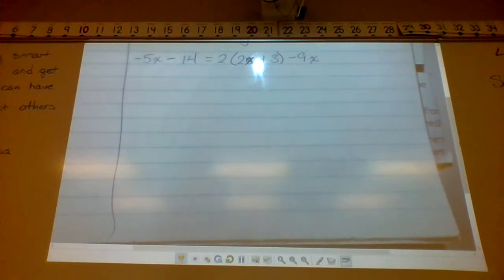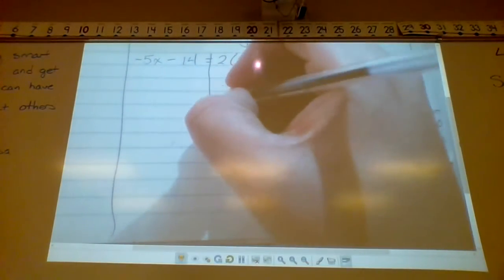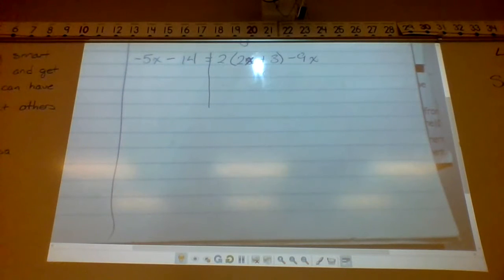That's next. Negative 5x minus 14 is equal to 2 times the sum of 2x plus 3 minus 9x. What's the first thing I want you guys to do? Draw the river.